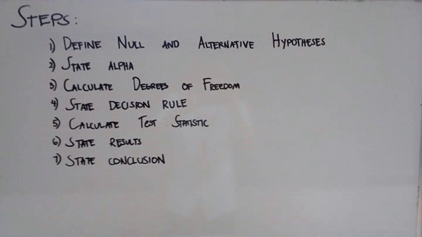First is to define the null and alternative hypothesis. Second is to state the alpha. Third is to calculate the degrees of freedom. Fourth is to state the decision rule. Fifth is to calculate the test statistic. Sixth is to state the results. And seventh is to state the conclusion.